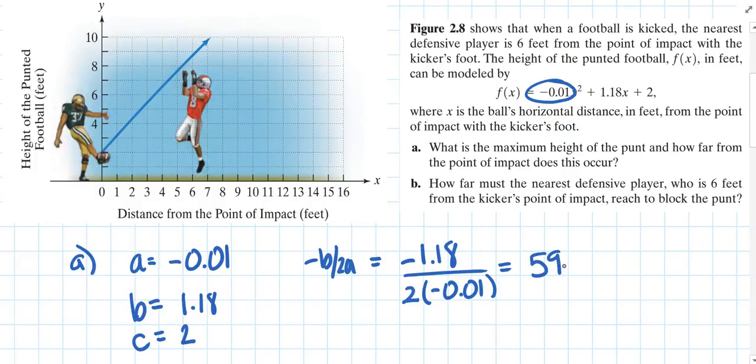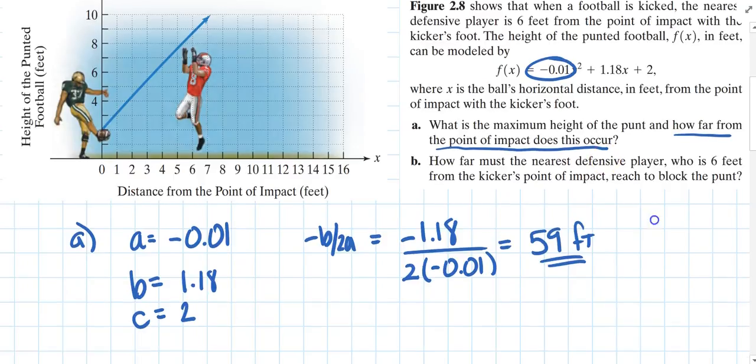Okay, 59 what? Like 59 monkeys in a tree? Like, what does 59 mean? 59 means that I am exactly at 59 feet away from where the ball is kicked, it will reach its maximum height. Okay, so it says, what is the maximum height and how far from the point of impact does this occur? Well, we actually answered the second part of the question. How far from the point of impact does this occur? Well, it occurs 59 feet away.